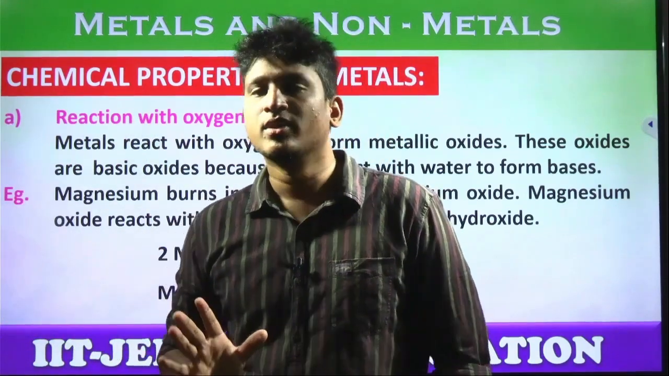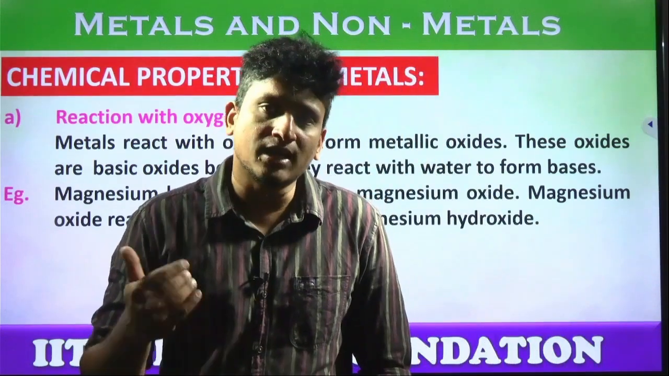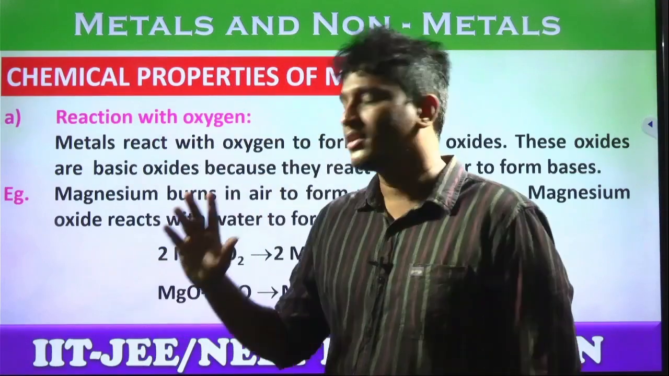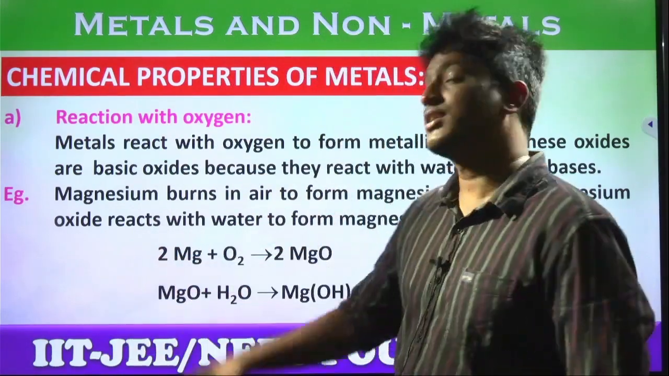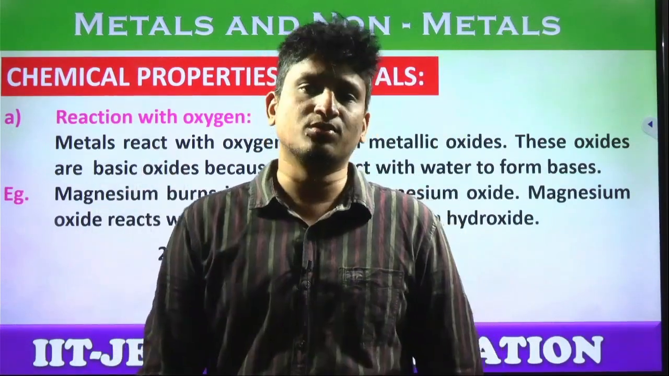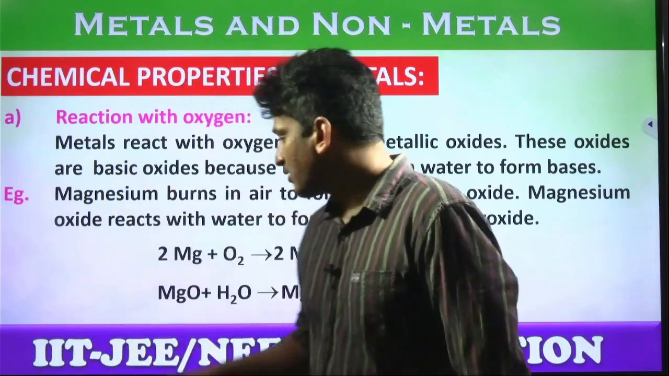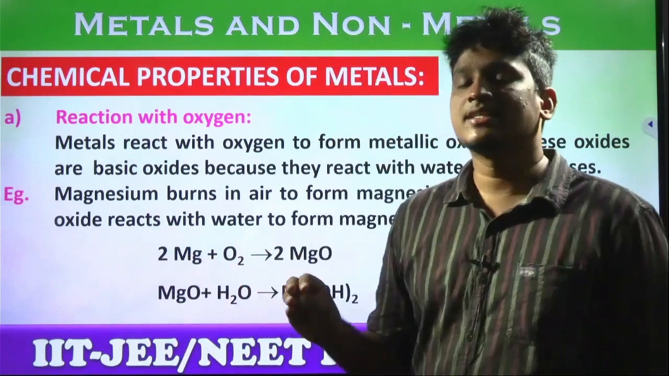Got the clarity? So metals in general, when they react with oxygen, form the respective oxide, and the ratio of the combination depends upon the valency of the metal. Here magnesium valency is 2, oxygen valency is 2, so they combine in 1:1 ratio. In the case of sodium, valency is 1, oxygen valency is 2, so they combine in 2:1 ratio, Na2O. Understood? Got the clarity?